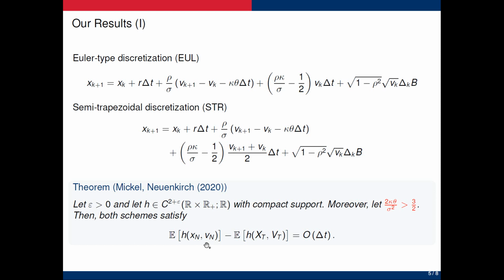function of our option. We found that if first h is twice continuously differentiable with compact support, and its second derivative is Hölder continuous of order epsilon, and second, the Feller index is bigger than 3/2, then both schemes converge with weak order 1. Let me add that the compact support assumption arises from the regularity results from Feehan and Popp, which we were using here.